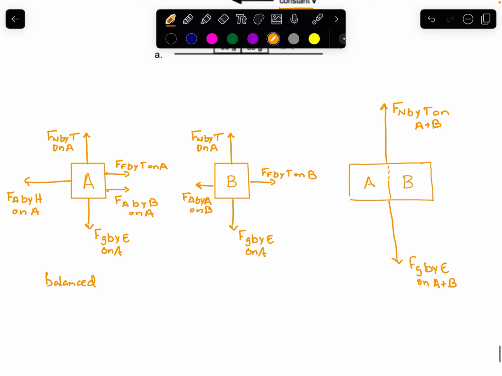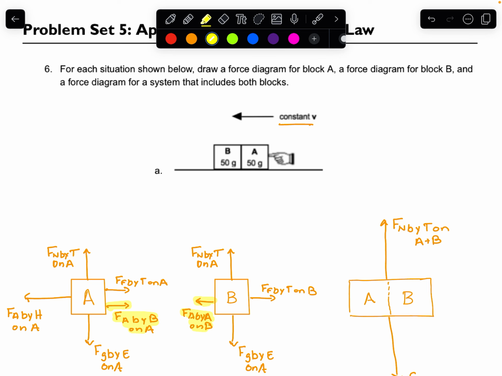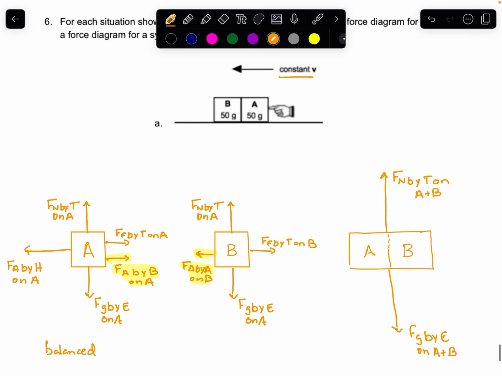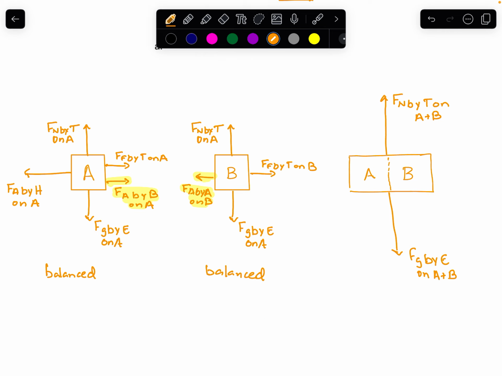And then block B has the interaction from block A acting on it. That's a force pair. And it has friction. Block B does not have the hand interacting with it. I think I'm done with that one. Also balanced. And then finally, considering A and B together.